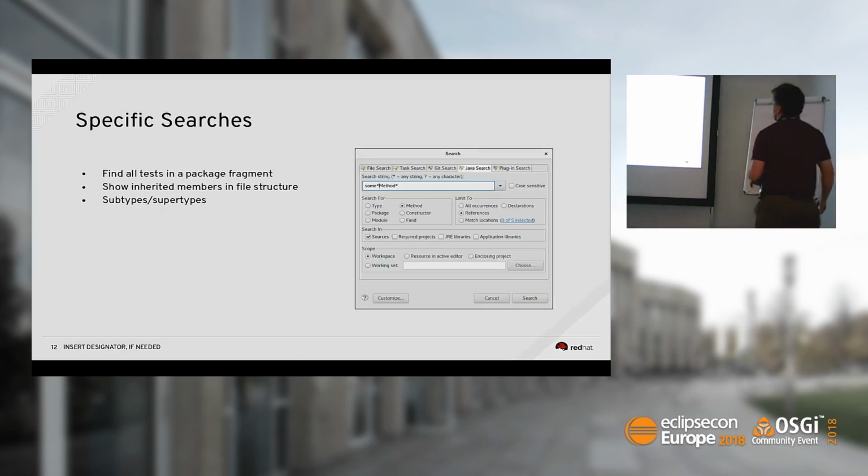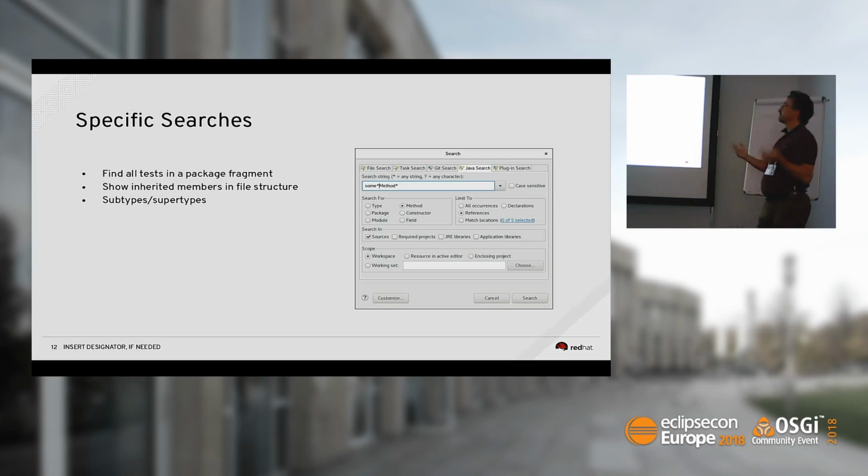Next thing, specific searches. For example, we have a launcher for tests in Che, but in order to know how to launch tests, you need to know where the tests are, and for that you need to understand the code. For example, we have a file structure, but you can also show the inherited members in the file structure, like you can do in Eclipse. And that is also a specific search that we do over the code.